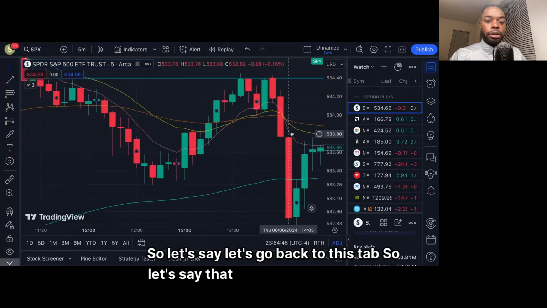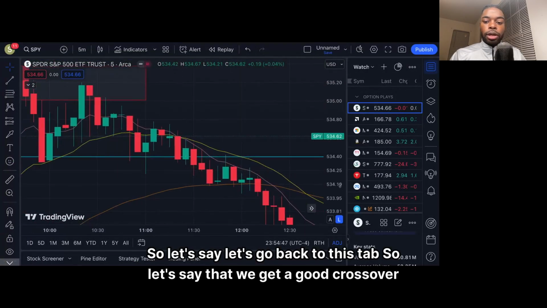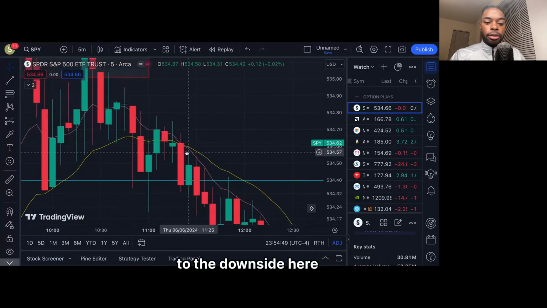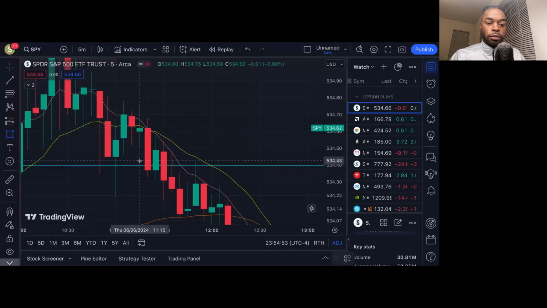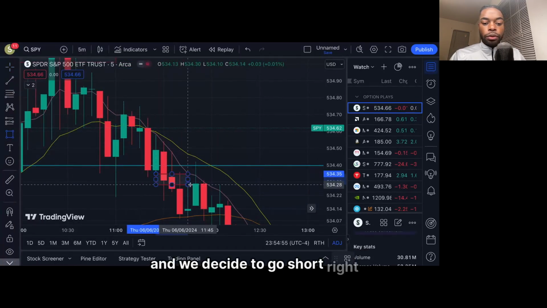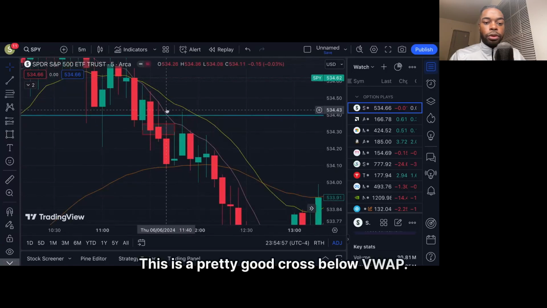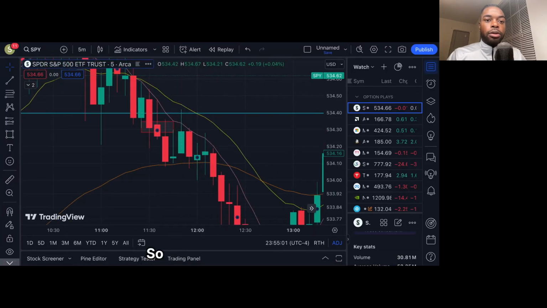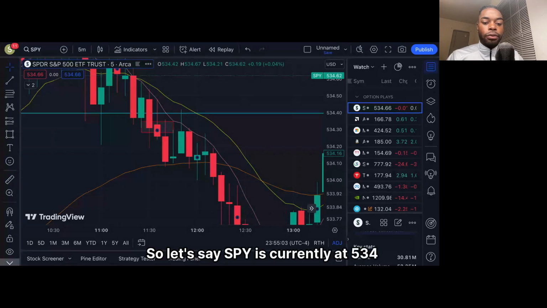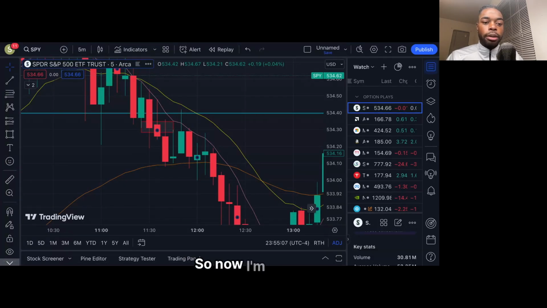So let's say that we get a good crossover to the downside here on SPY, and we decide to go short right here. This is a pretty good cross below VWAP. We're moving to the downside. So let's say SPY is currently at 534.51, and we're looking to go short. So now I'm buying puts.